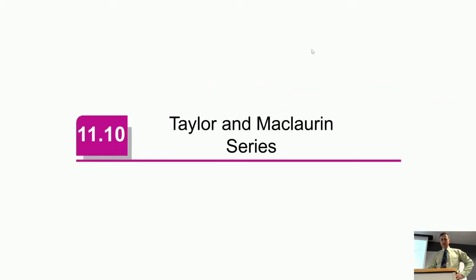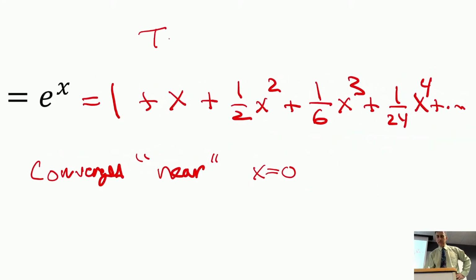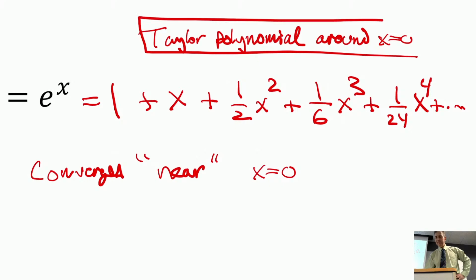So even though our goal eventually is to talk about a Taylor series, this particular polynomial is called a Taylor polynomial around x equals 0. Just to explain the language, Taylor polynomial means that I'm going to stop this series business at some point, and x equals 0 tells me what the center is going to be. So this is centered at x equals 0.